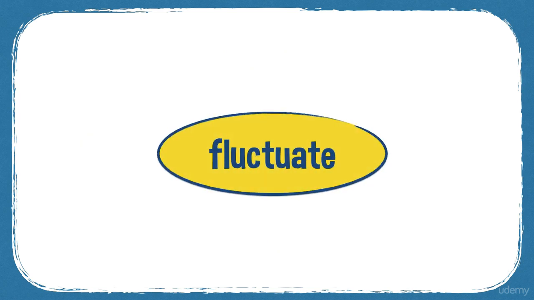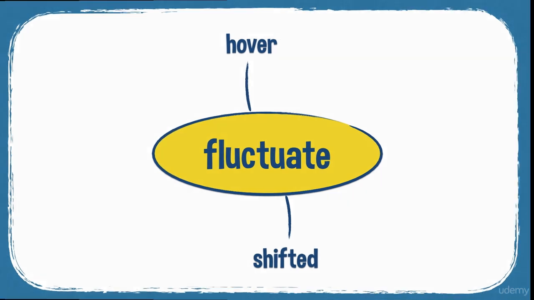It's a very specialised word, fluctuate, so there aren't many synonyms. Hover. So you could say hovered around 30. Or perhaps a word like shift, shifted. But there aren't any very good synonyms for fluctuate.